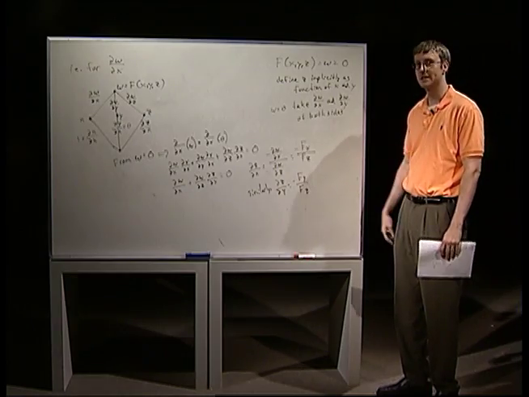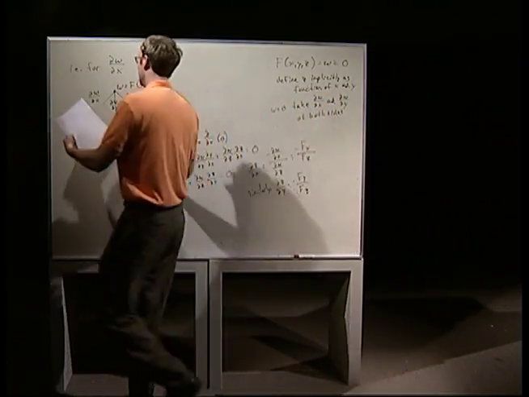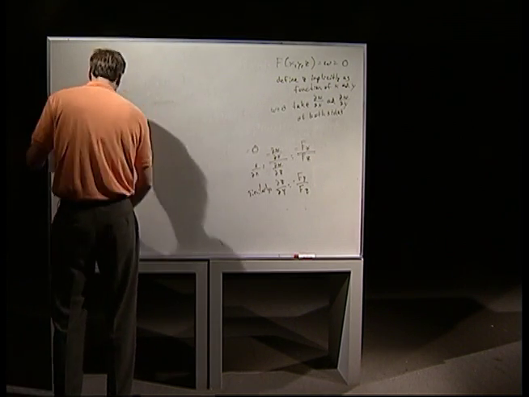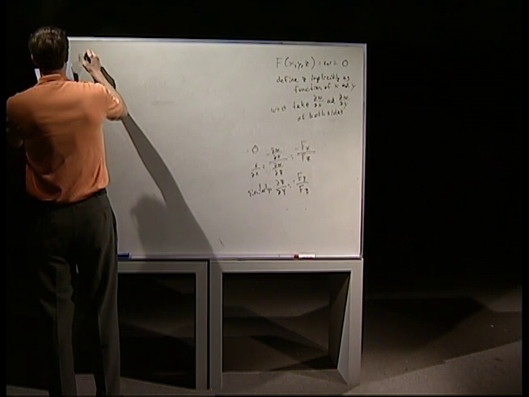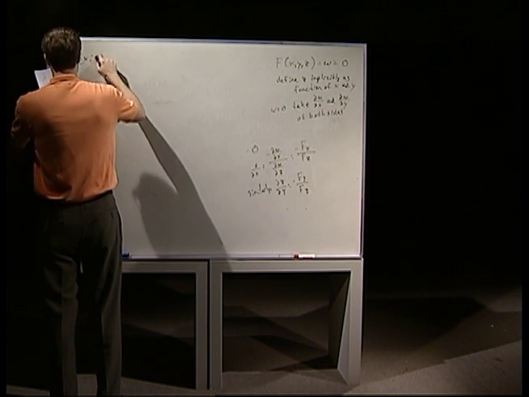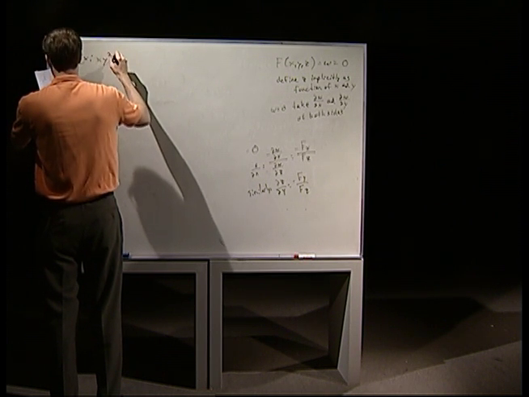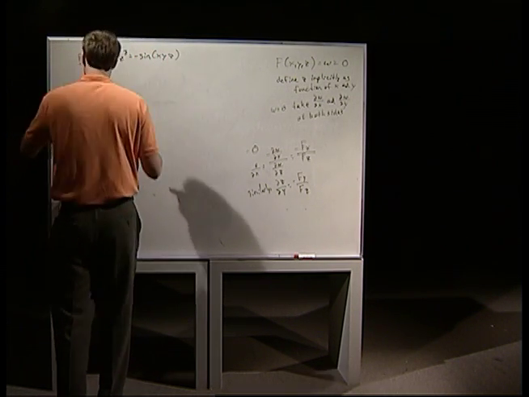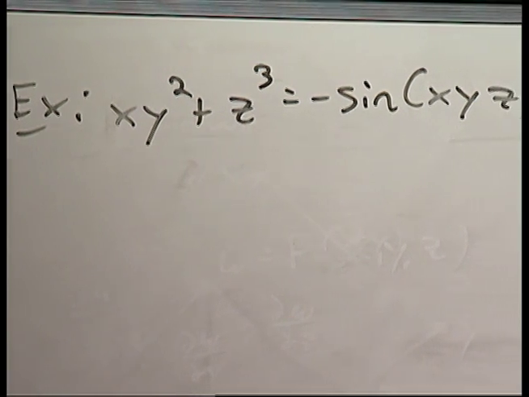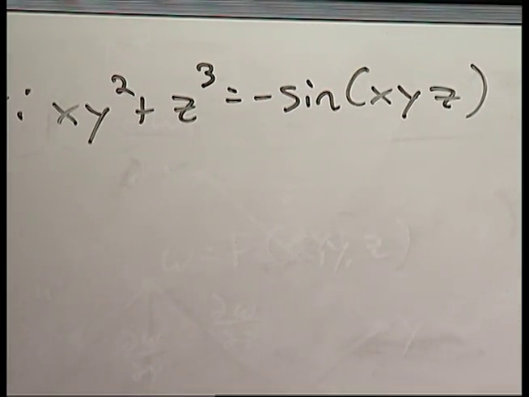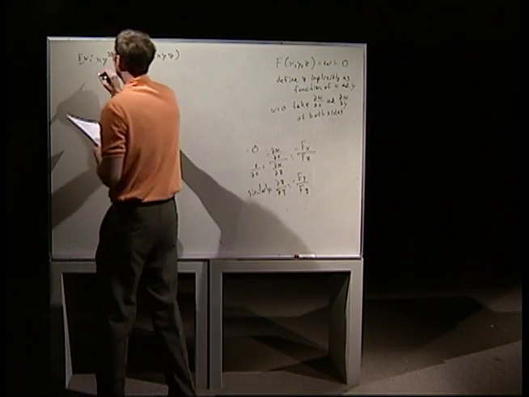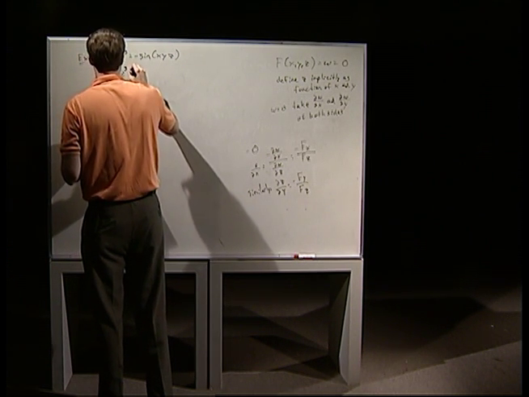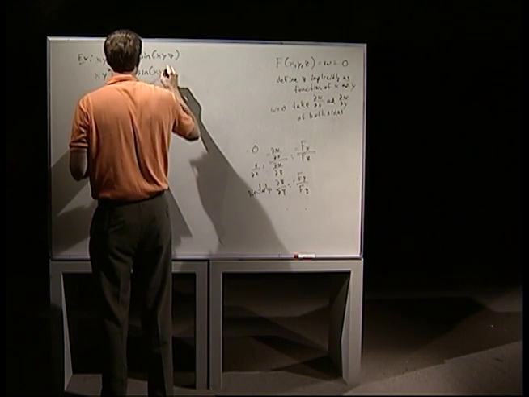So let's apply our newfound knowledge here, and let's go back to an implicit differentiation problem of 2 variables and see if we can't make it easier. So what have I got here? Let's say given xy squared plus z cubed equals negative sine xyz. That is certainly z as a function of x and y implicitly and not explicitly. Okay. So to make this work, I've got to get myself in a position where I've got somebody's level surface.